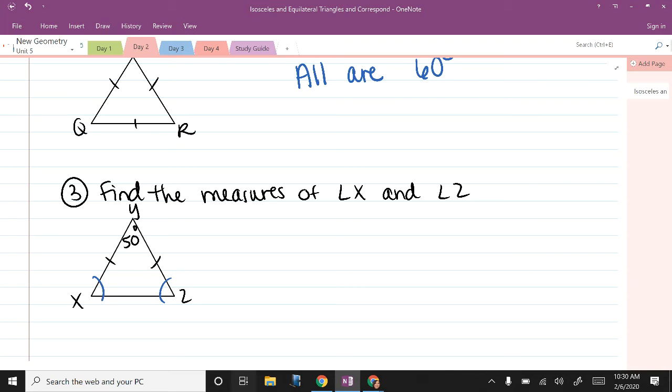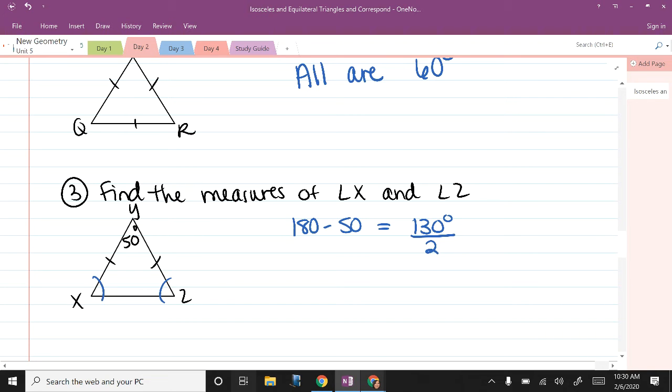And then what? Divide by 2. Very good. 180 minus 50 equals what? 130 degrees. And then since these two are going to be the same, we're just going to divide this by 2. Take half of it, right? Split it up. And what is 130 divided by 2? So the measure of angle X is 65 degrees. And the measure of angle Z is 65 degrees.